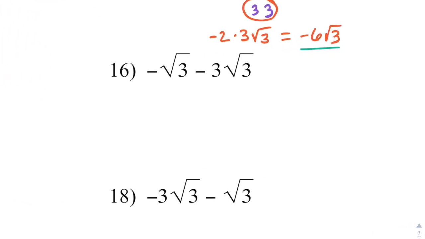So in number 16, we have the same radicand, square root of 3. So we're just going to combine these. We have negative one of them, and we're going to take away 3 more. So we have a total of negative 4 square roots of 3. And we're done.